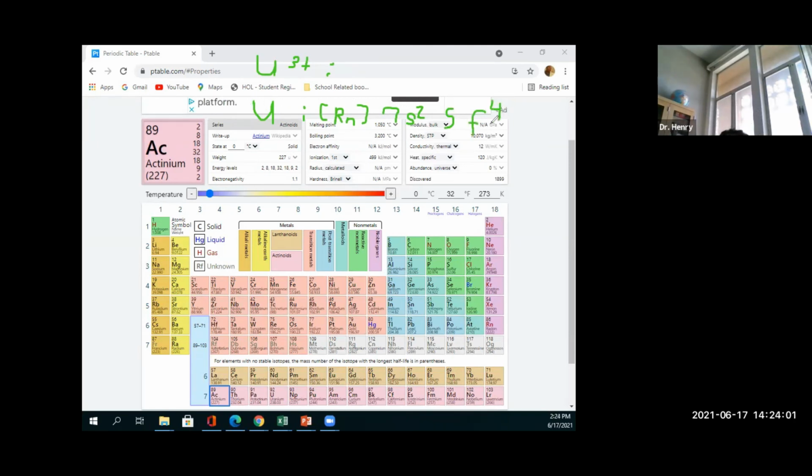Okay, so we're removing 3. Where are we taking them from? So then what am I going to be left with? 5f3, that is correct. Okay, piece of cake? Good, good.